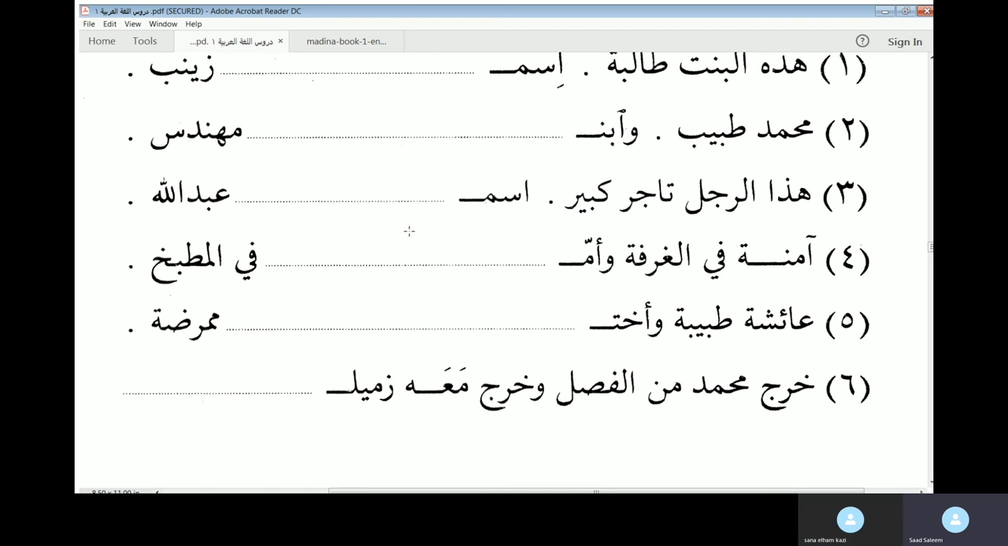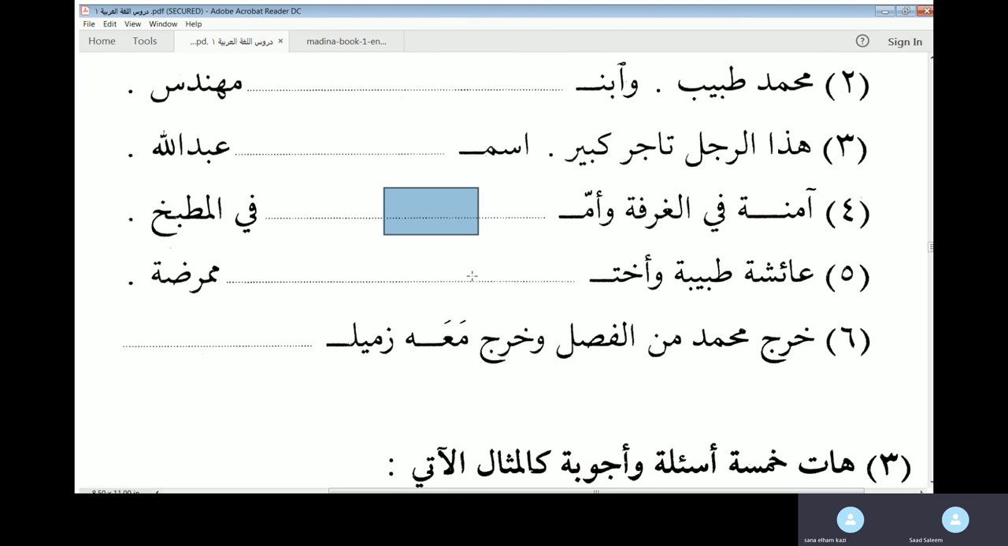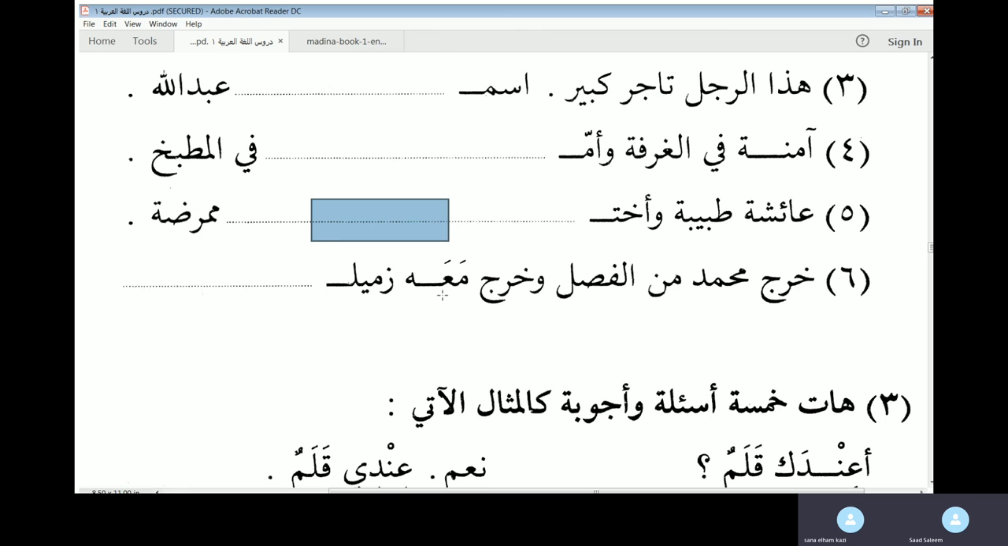Okay. Aminatu fil ghurfati. Amina is in the room. Wa Ummuha fil Matbakhi. And her mother is in the kitchen. Aishatu Tabibatun. Aisha is a doctor. Wa ukhtuha Mumarrizatun. And her sister is a nurse.